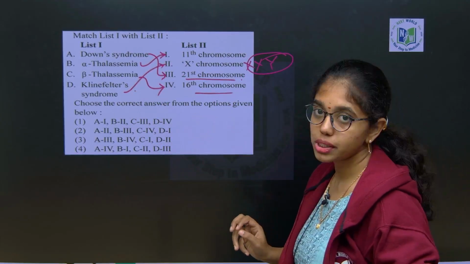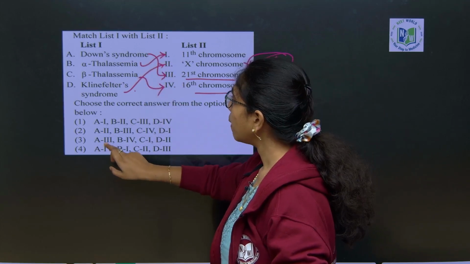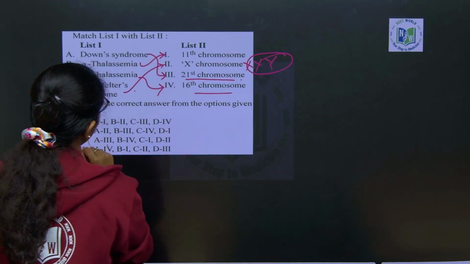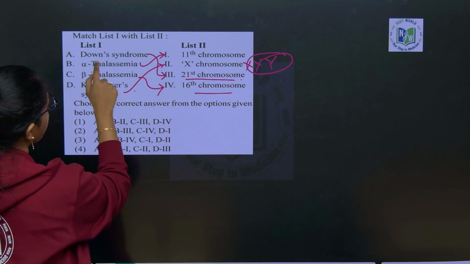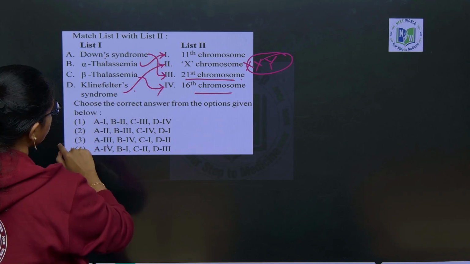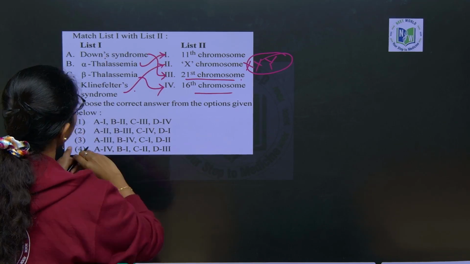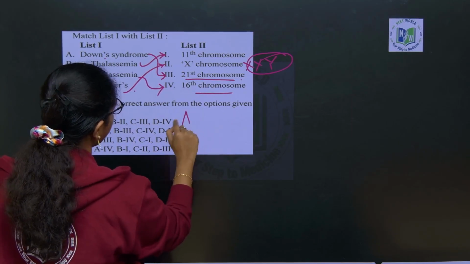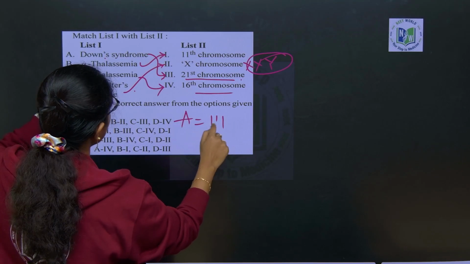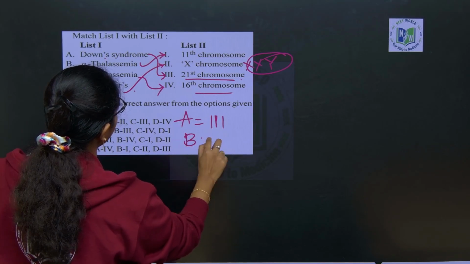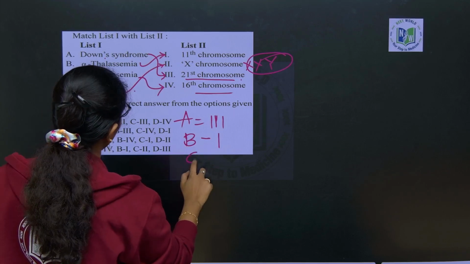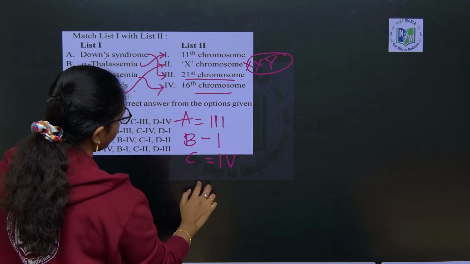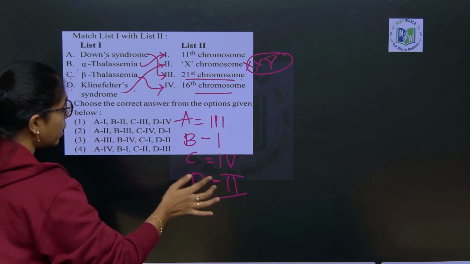So, if you look into the options carefully, A is 3, B is 1, just a second. Alpha thalassemia is of the 11th chromosome, Down syndrome is of the 21st chromosome, so it is option 3. Clearly note down: A is 3, B is 1, C is 4 and D is 2. Okay, this is the right answer.